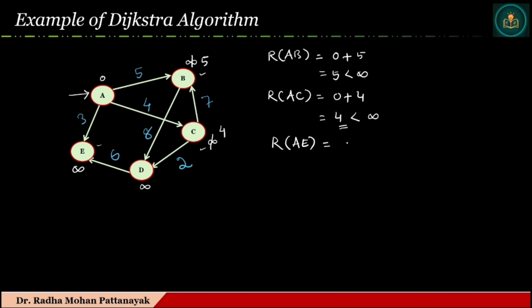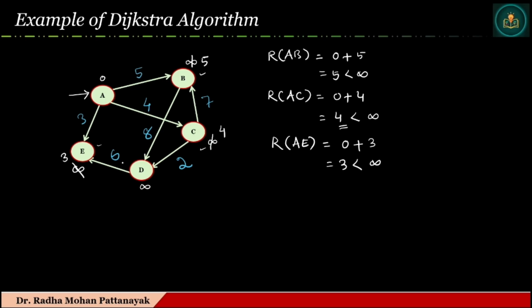So here the cost of A equals 0 and the AE edge cost is 3. 0 plus 3, that is 3, which is less than infinity. Means here the new cost of E is less than its existing cost. Hence we need to update the existing cost of E from infinity to 3.